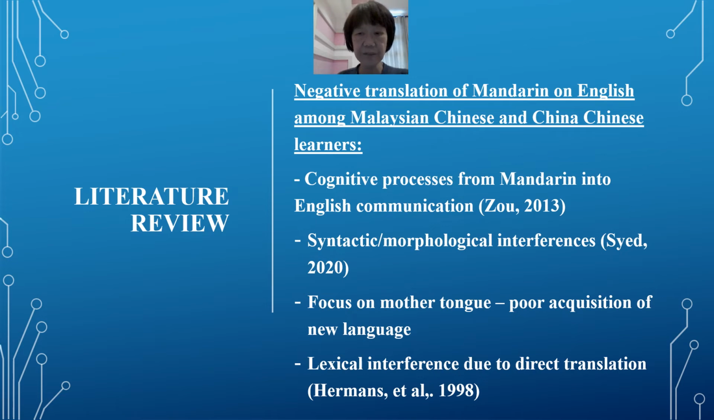Research has also been done on the negative translation of Mandarin on English among Malaysian Chinese and China Chinese learners. This affects the cognitive processes from Mandarin into English communication, as quoted by Zhu 2013. In addition, there is also syntactic and morphological interference between the two languages. And when the focus is on mother tongue, what happens is that the acquisition of a new language is poor. In addition, we also have the lexical interference due to direct translation from Mandarin into English.